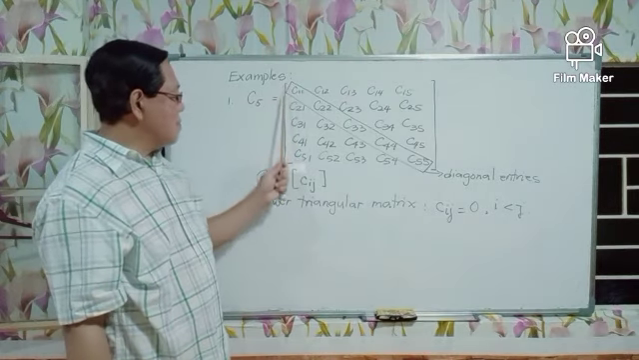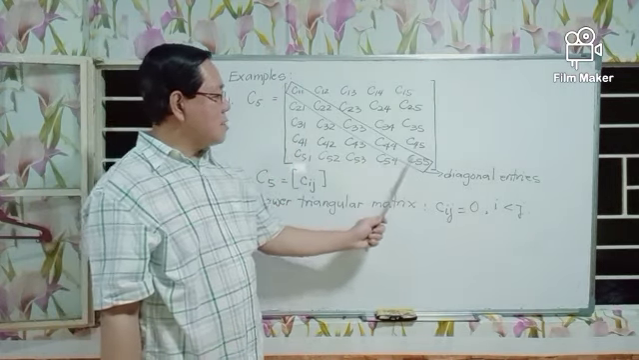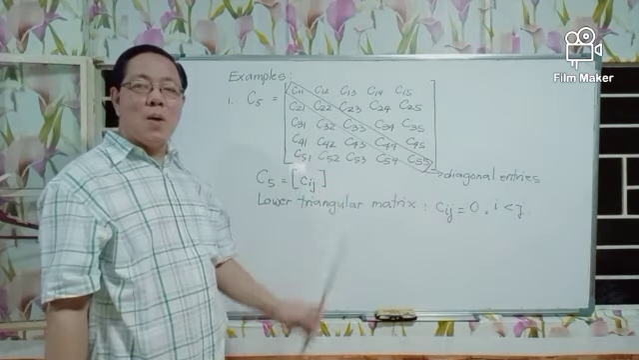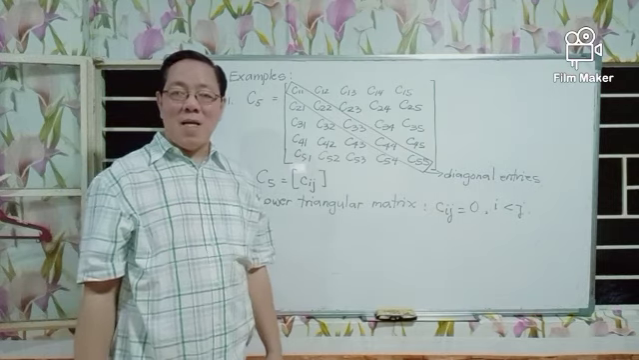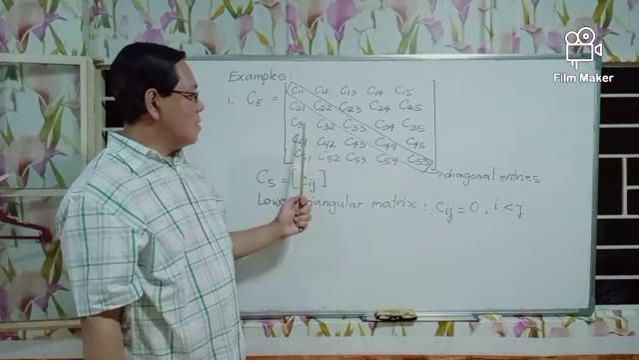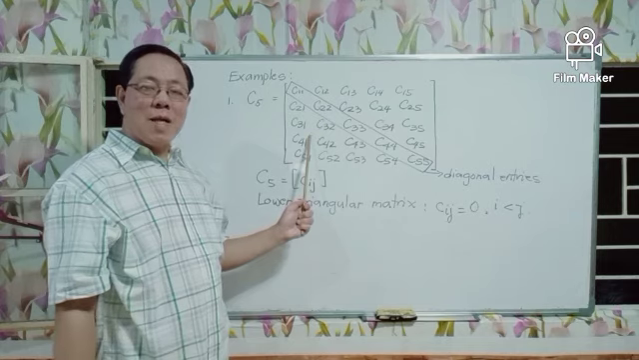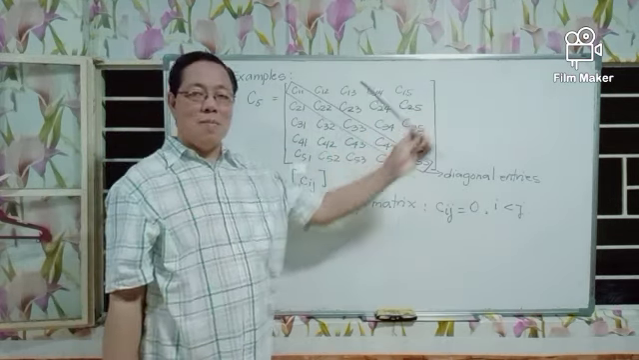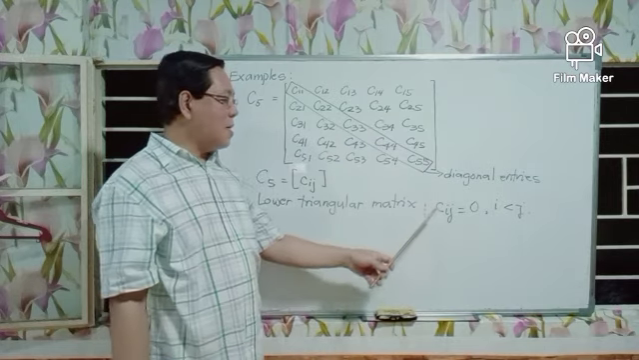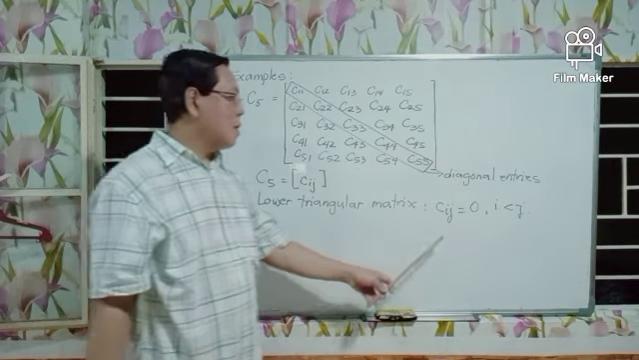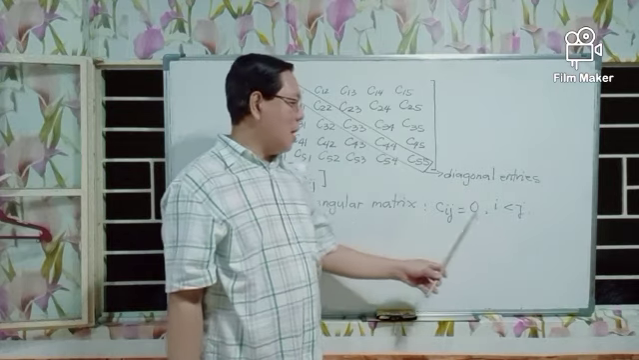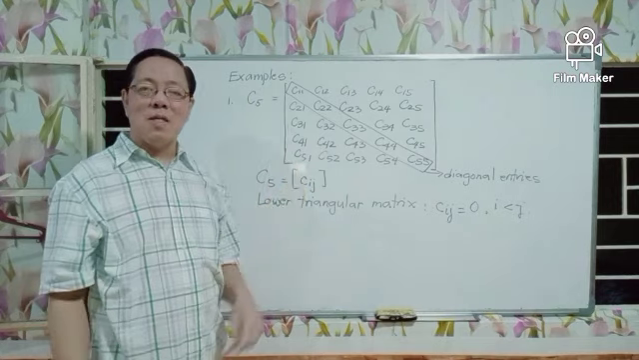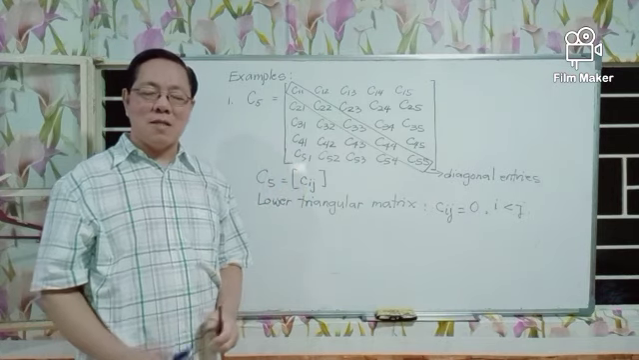Because the entries on the diagonal together with the entries below the diagonal will form a triangle. So we call this a lower triangular matrix if all the entries above the diagonal are 0. Those are the entries c sub ij for i less than j, and they are all 0. Then the matrix C5 is a lower triangular matrix.